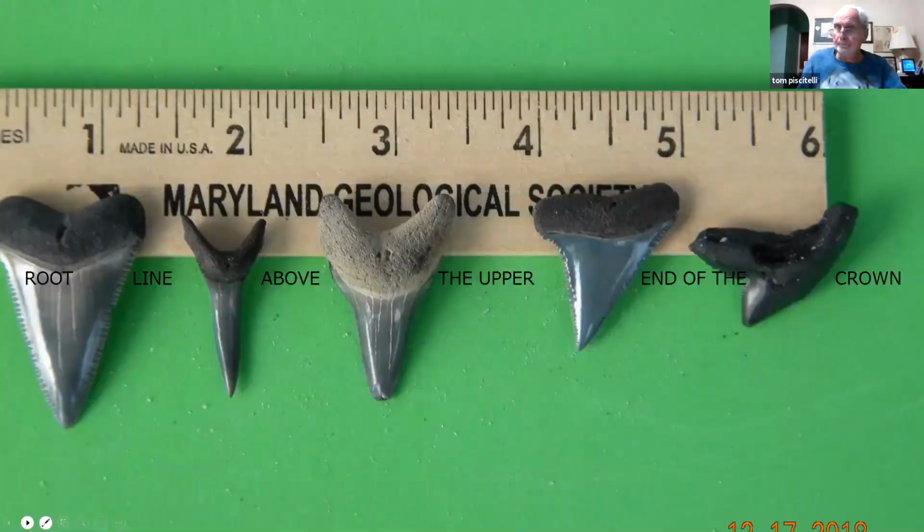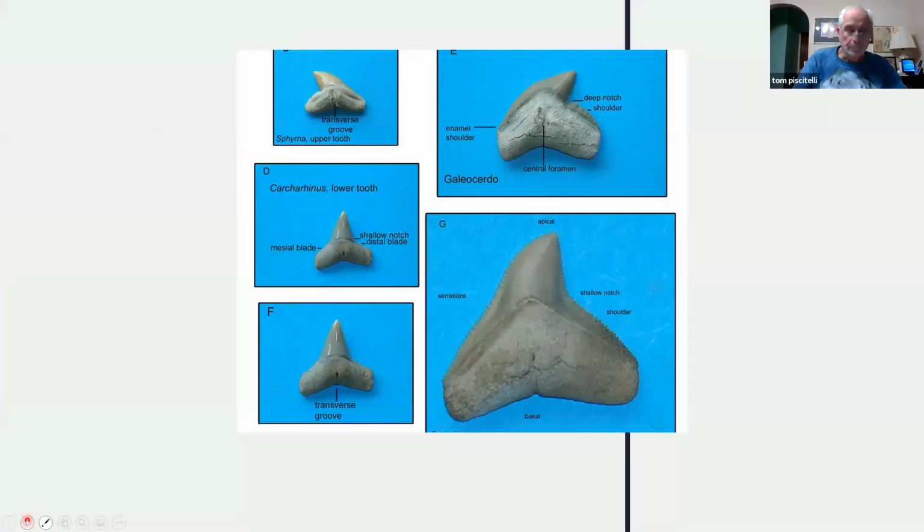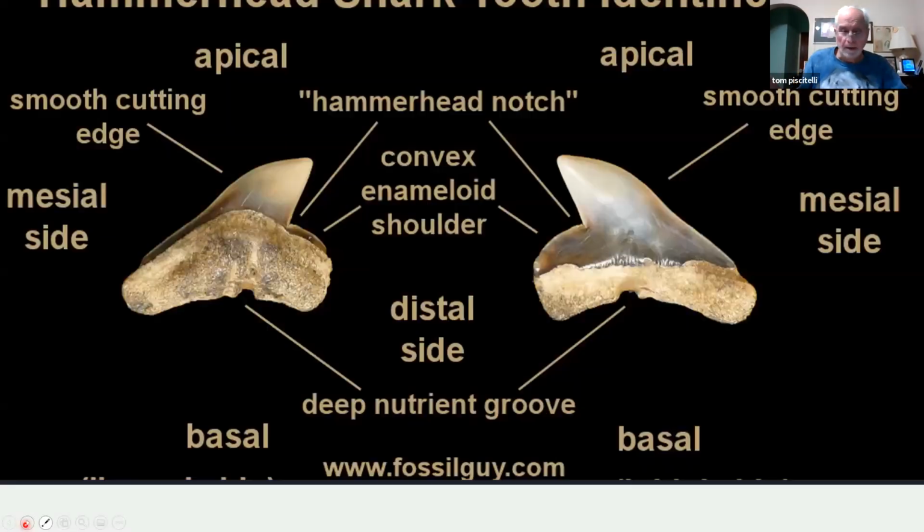Next picture, please. The lingual side of some roots may have a transverse groove, a nutrient groove, or a central foramen, a circular opening. These all serve to bring blood and nutrients to the tooth. So their teeth, like our teeth, needed to have a blood supply and a nutrient supply in order for them to grow and to stay healthy. Next picture, please.